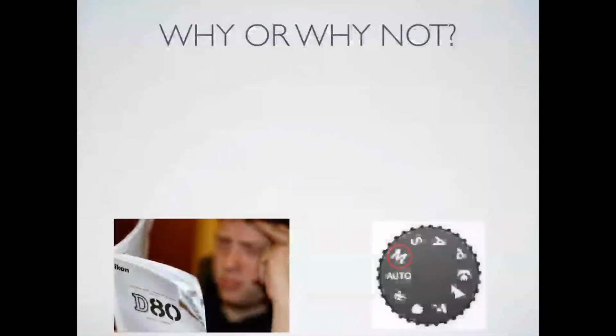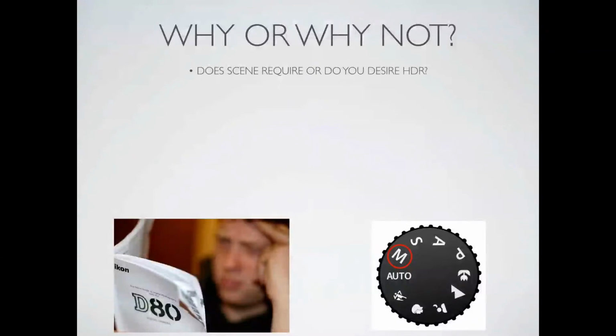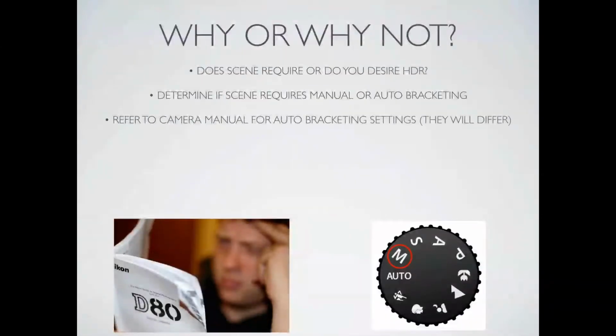So why or why not? Does your scene require, or do you desire the effect? You determine whether the scene requires manual or auto bracketing. Auto bracketing would be turning the bracketing options over to your camera, and certain scenarios would mandate this. Others would be a manual bracketing scenario. Refer to your camera manual for auto bracketing settings, because they will differ.